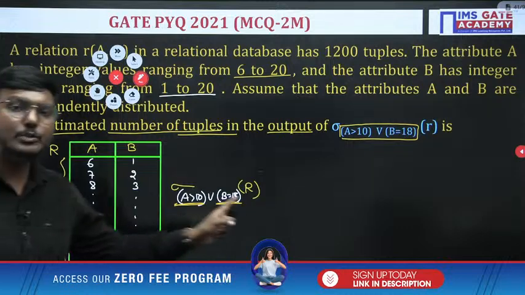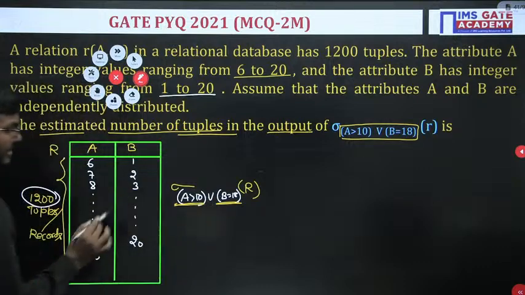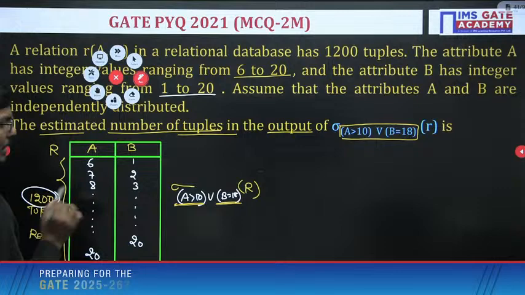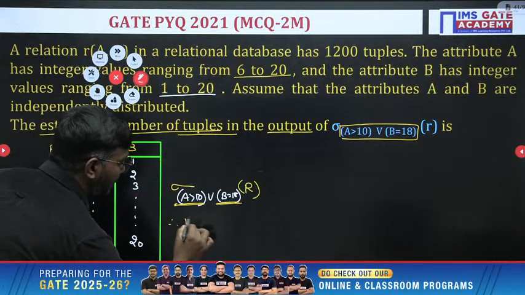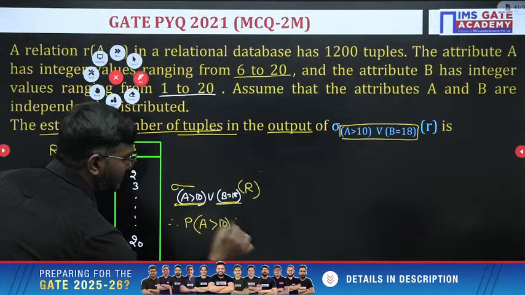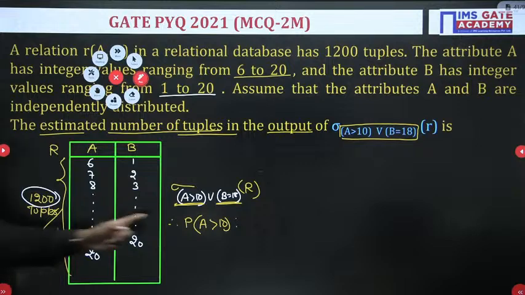So in any case we will select the value. Understood? Fine. Next, because the actual records are not given, now we have to find the probability. What is the probability that A value will be greater than 10? Tell me here. So what is the probability to get A value greater than 10?